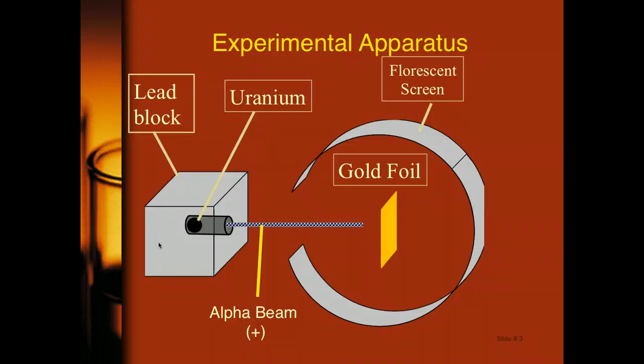He had a lead block, and inside this lead block he placed some uranium. Uranium is radioactive, so it produces alpha particles naturally through radioactive decay. These positively charged alpha particles, he created just a tiny hole inside this lead box so that the alpha particles had only one way to go out, thus creating a beam of alpha particles. These alpha particles were shot through a very thin piece of gold foil, and surrounding that gold foil was a fluorescent screen that would fluoresce, and they'd be able to detect if the alpha particles touched the fluorescent screen.